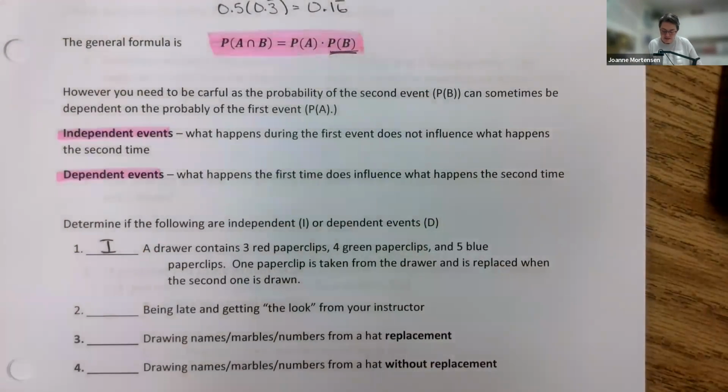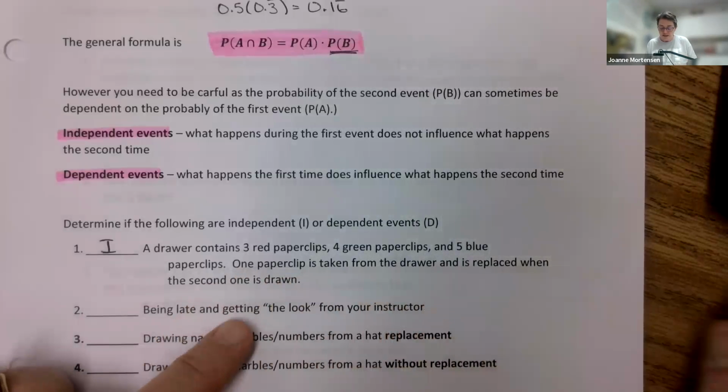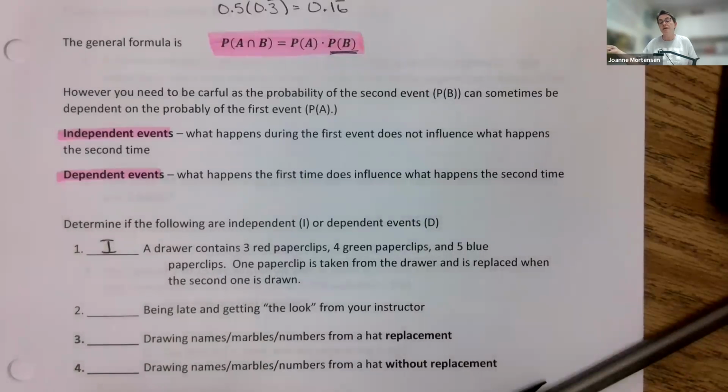So these are independent events. Maybe it's easier if I explain what a dependent event would look like with this. It would be exactly the same question, but you take the first one out and you don't put it back.